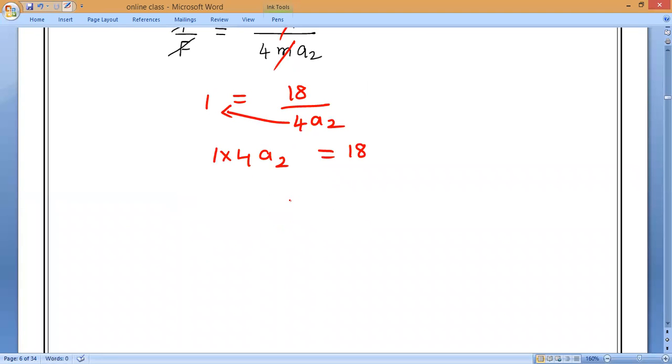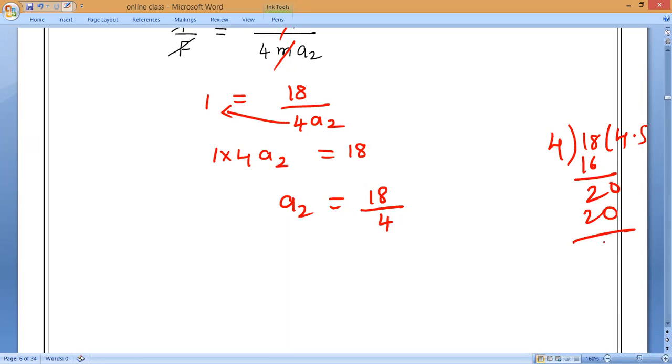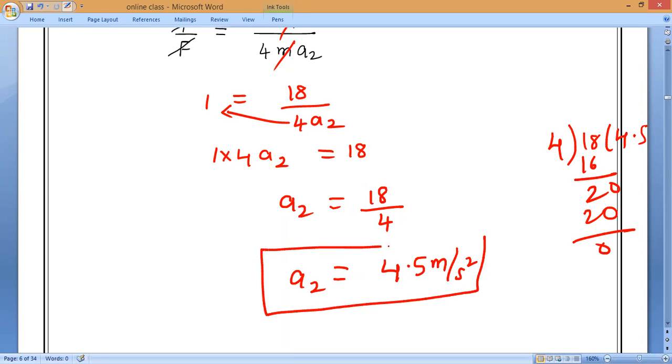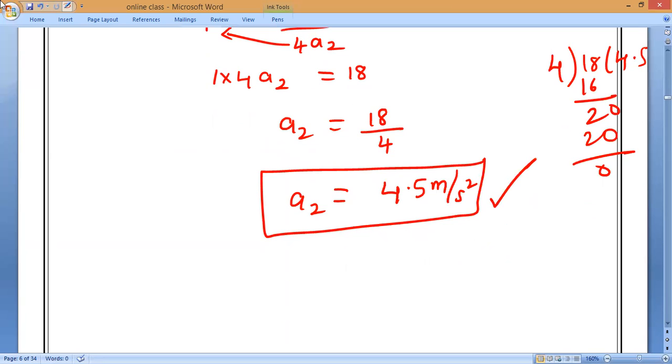Now A2 is equal to what? A2 is equal to 18 divided by 4. 4 fours are 16, then 2, put the point, you can keep 0. 4 fives are 20. Which is equal to the acceleration of the second body, which is how much, guys? 4.5 meter per second square, because the same force is applied. Yes or no? Yes. So that is the acceleration of the second body.